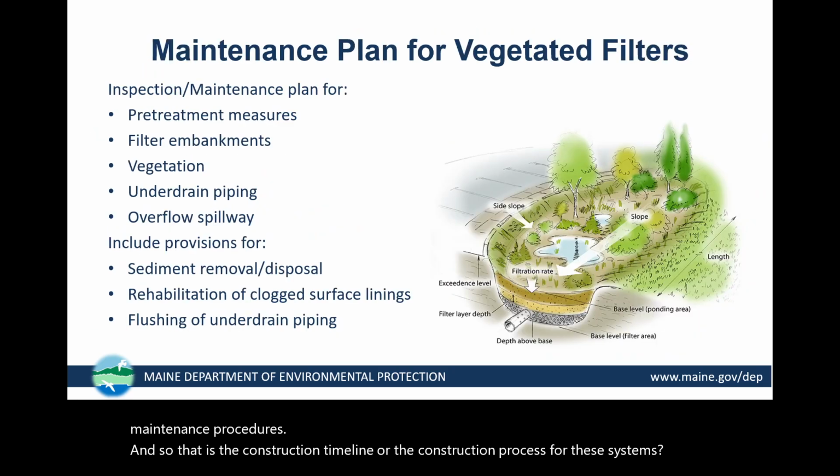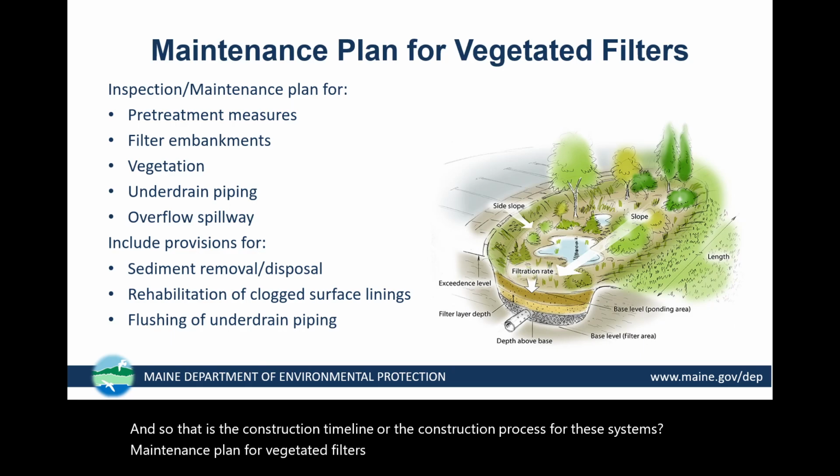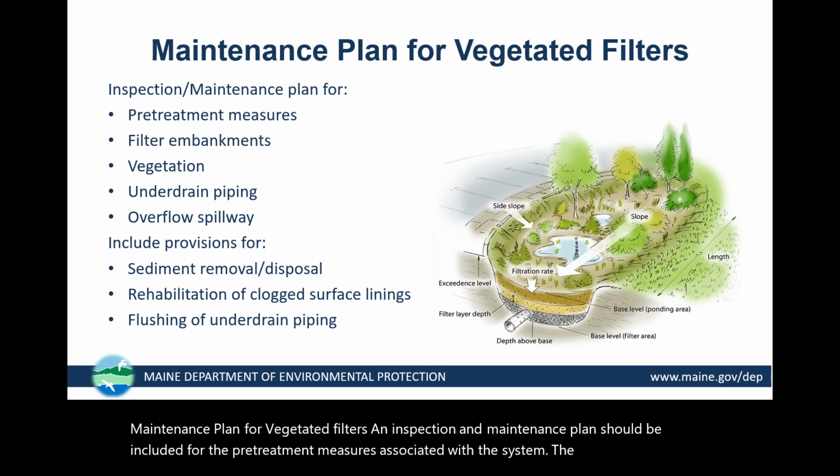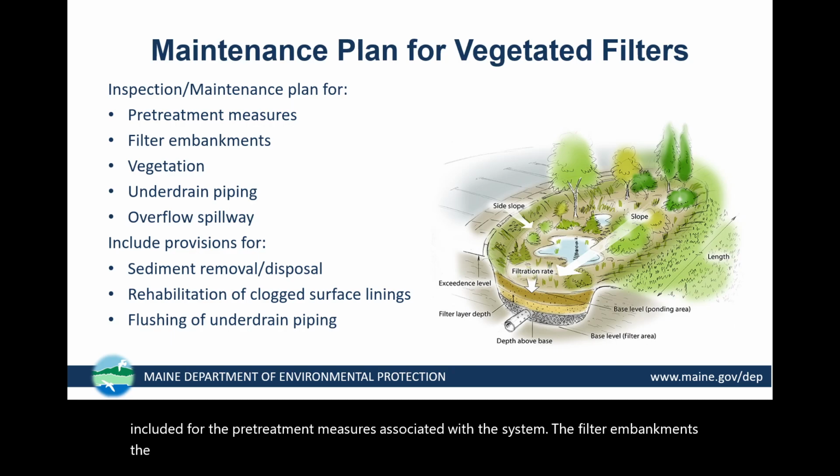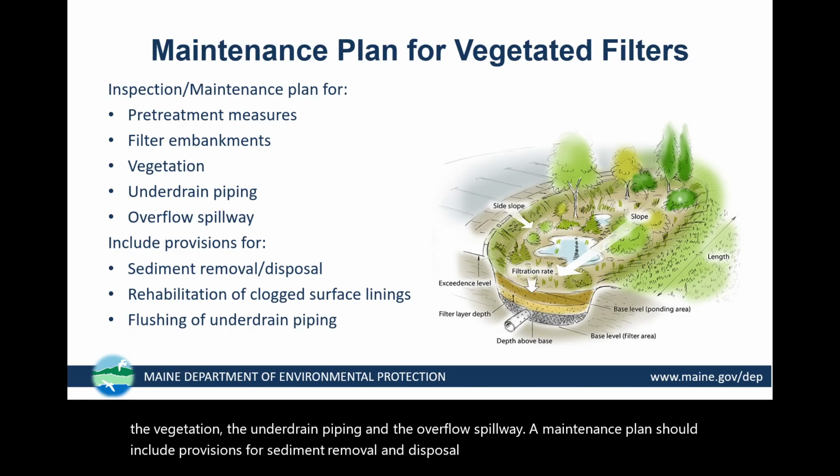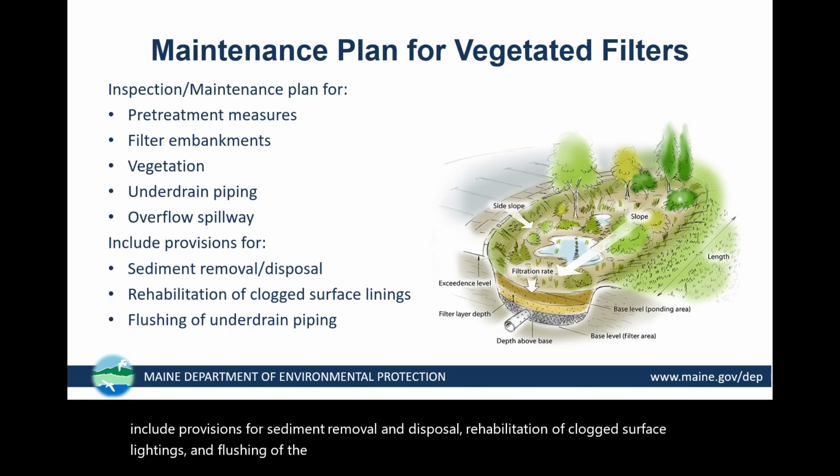Maintenance plan for vegetated filters. An inspection and maintenance plan should be included for the pre-treatment measures associated with the system, the filter embankments, the vegetation, the underdrain piping, and the overflow spillway. A maintenance plan should include provisions for sediment removal and disposal, rehabilitation of clogged surface linings, and flushing of the underdrain piping if the system contains an underdrain system.